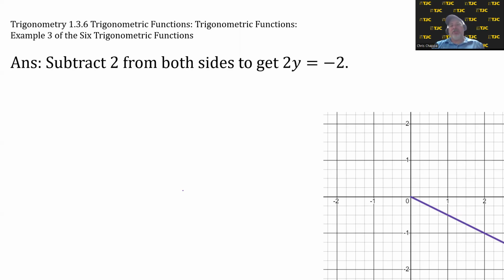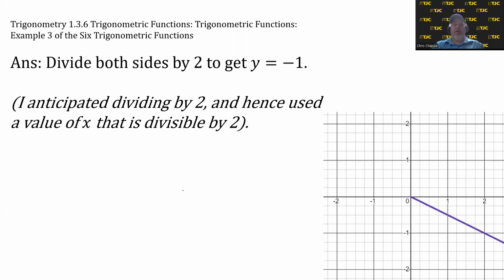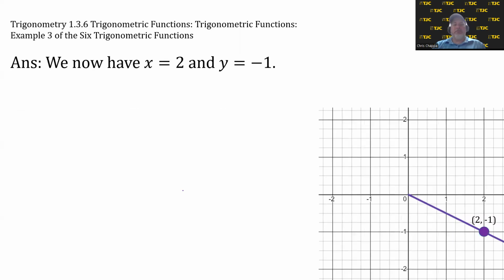Subtract 2 from both sides to get 2y equals negative 2. You should really see why I picked 2 for x now. Divide both sides by 2 to get y equals negative 1. I anticipated dividing by 2 as my last move, so I used a value of x that was divisible by 2. It's not that I'm scared of decimals, but why if I can avoid it? Now we have x equals 2 and y equals negative 1.